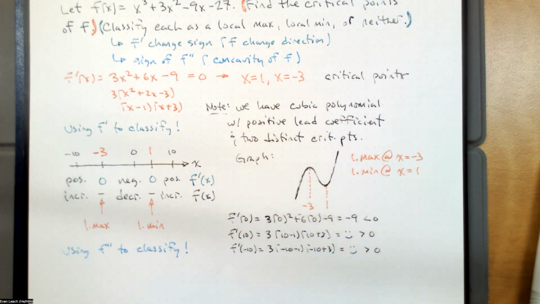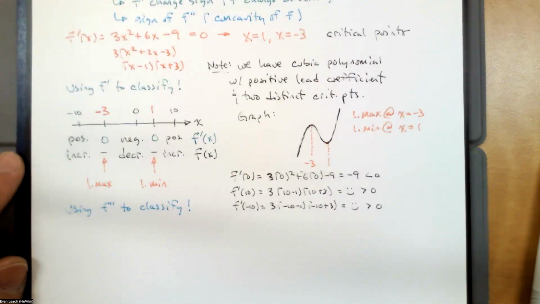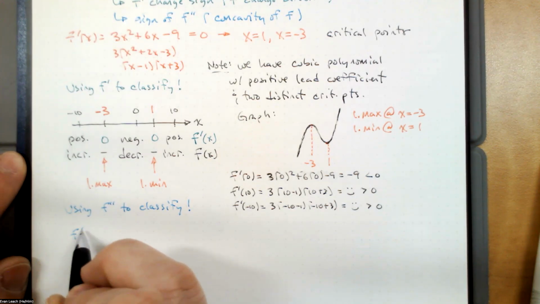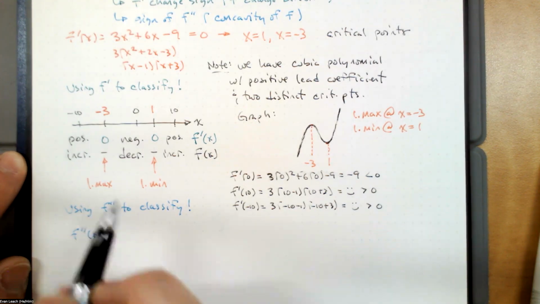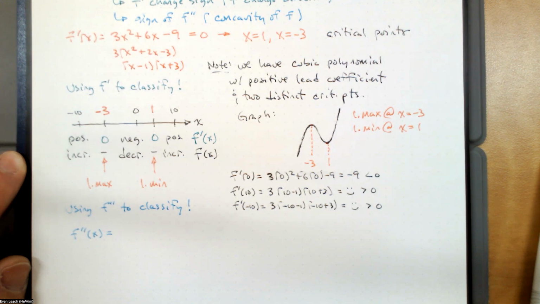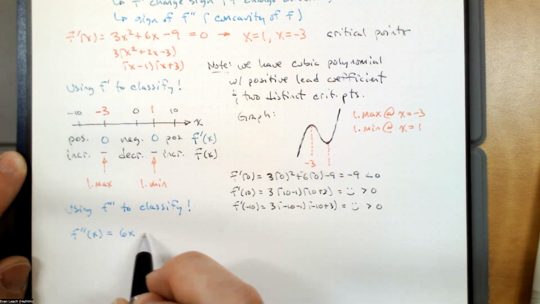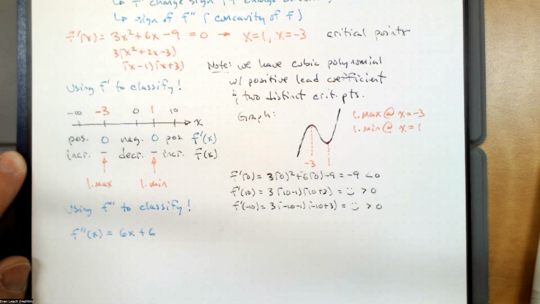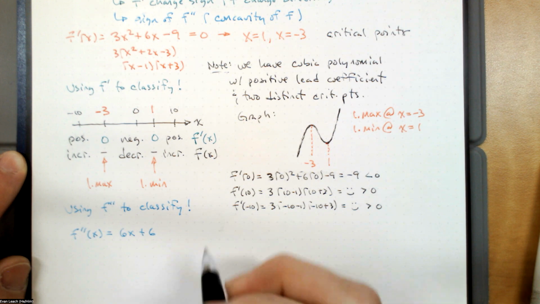We also want to be able to use the second derivative to classify. Here, we're just going to be plugging in the critical points themselves and checking the sign, hoping that we don't get 0, which means we have to do something else. The second derivative, going to go back to standard form so I don't have to product rule, is going to be 6x plus 6. And now we'll just plug in the critical points.